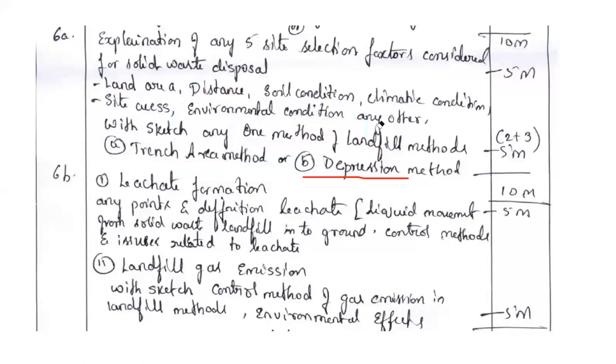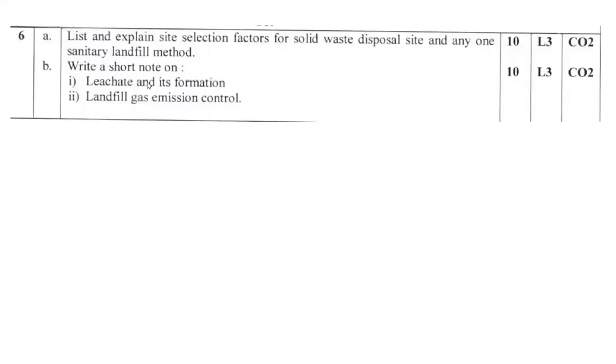What is question number 6B? Write a short note on leachate and its formation, and landfill gas emission control. Leachate is nothing but, suppose you have identified a landfilling area, biodegradable waste has been disposed and you have maintained certain layers. After a certain duration, a liquid-like substance comes out after digestion in the absence of oxygen. That liquid material is called leachate. Leachate has to be frequently removed, otherwise it will attract flies, insects, etc. and things become burst. So removal of leachate is a very important point concerning landfilling.